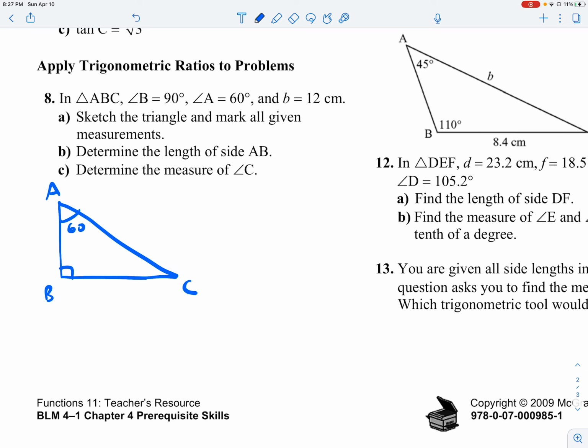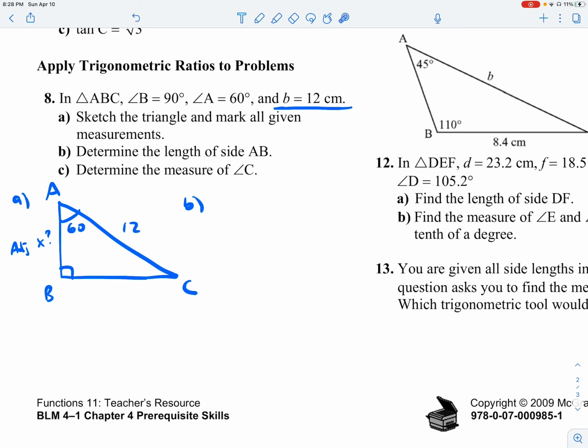It says side b is 12. Well, that's always going to be opposite to the angle. So this is 12. It says draw a triangle and mark all given measurements. So that's what we got for part A. Part B, determine the length of side AB. So now we're looking for this side. Well, this is adjacent to 60, so I can actually write an A here for adjacent.